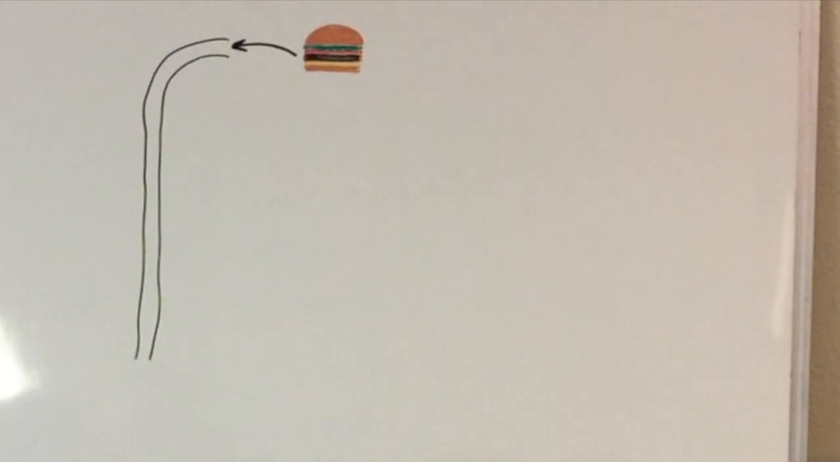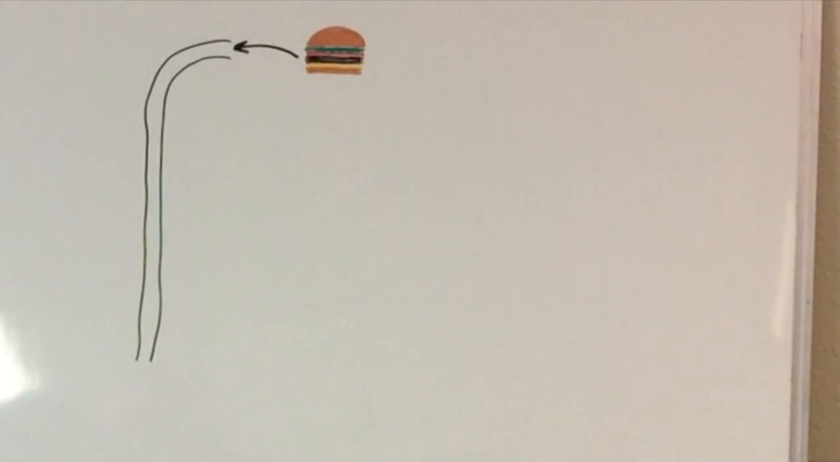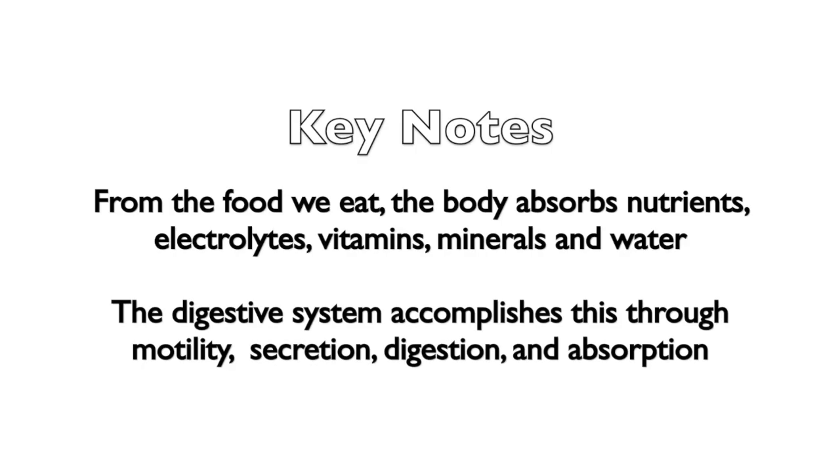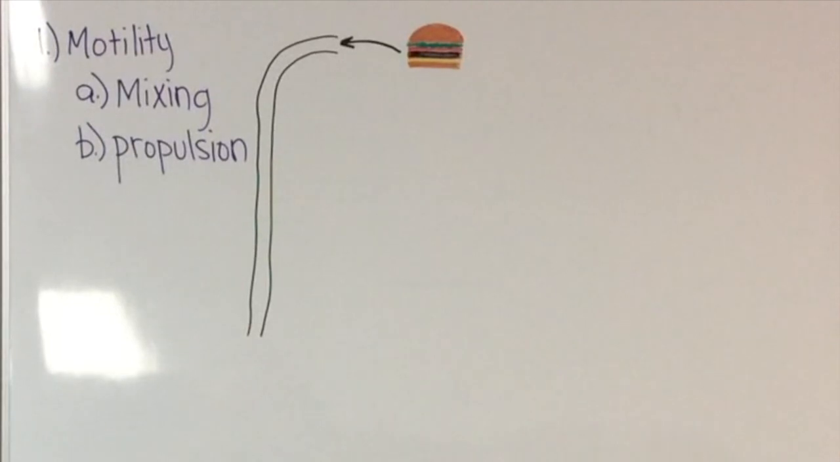In order to transfer the food that we eat into nutrients that we can use, the digestive system has to perform 4 basic processes. These processes are motility, secretion, digestion, and absorption. The digestive system is essentially a long tube that runs from our mouth to our anus.